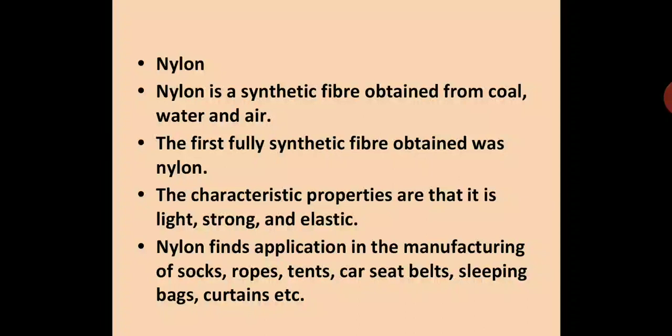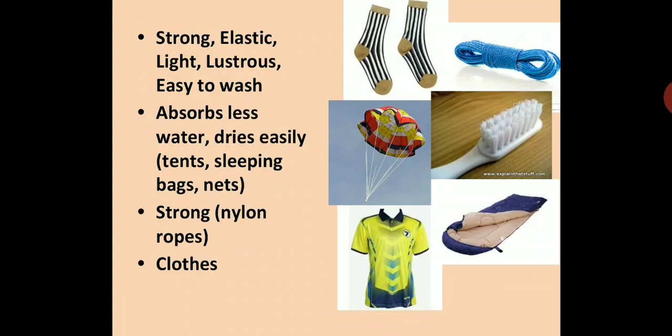Nylon. Nylon is a synthetic fiber obtained from coal, water and air. The first fully synthetic fiber obtained was nylon. The characteristic properties are that it is light, strong and elastic. Nylon finds application in the manufacturing of socks, ropes, tents, car seat belts, sleeping bags, curtains, etc. So these are the properties and the uses of nylon. Here you can see pictures of the products made of nylon.